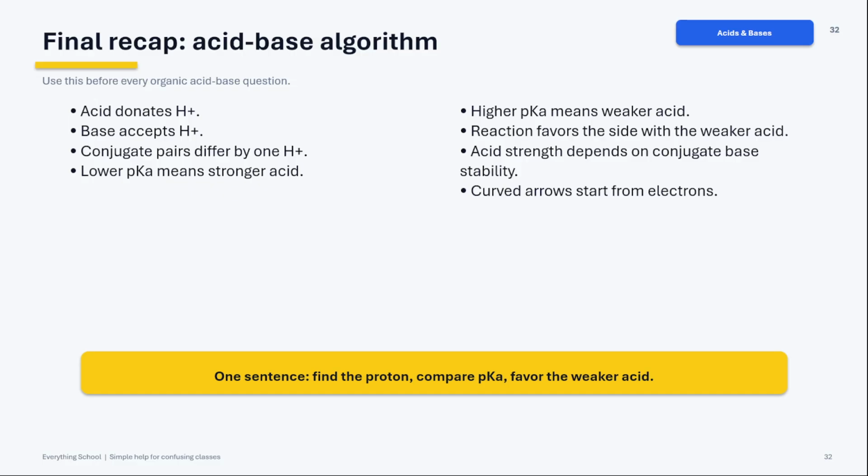The one-sentence summary is, find the proton, compare pKa, favor the weaker acid. This is the main takeaway from the whole video. If you can apply this consistently, you can handle many beginner organic acid-base questions.